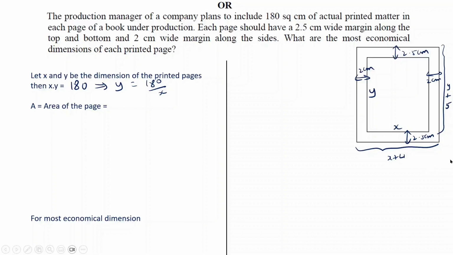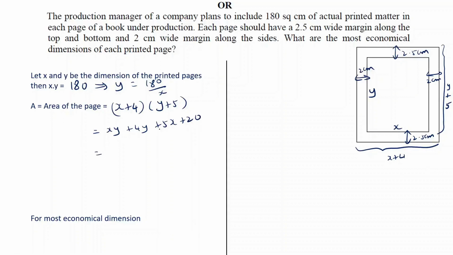So this whole part will be y plus 5. As a result, the area of this entire page will be length into breadth, so (x plus 4) into (y plus 5). Let us multiply. It is xy plus 4y plus 5x plus 20.